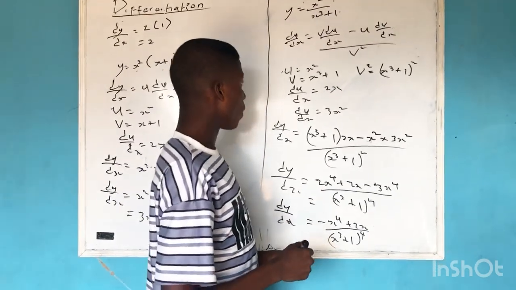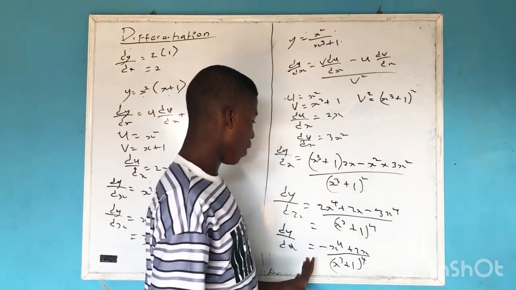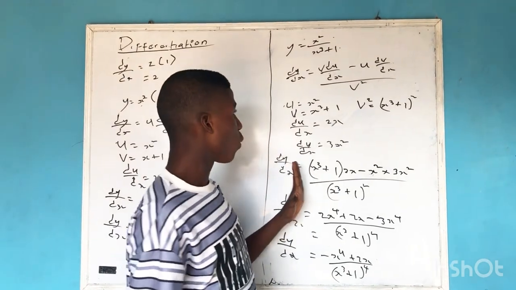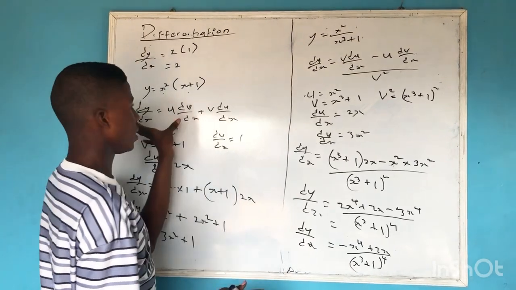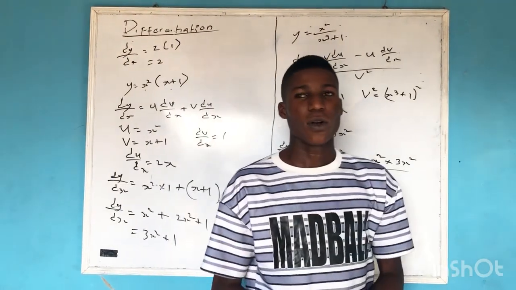So having seen this now, this is the end of the quotient rule formula, which is this. Then our product rule formula, which is this. So watch out for differentiation 2.